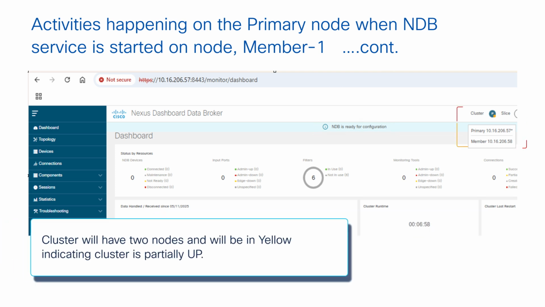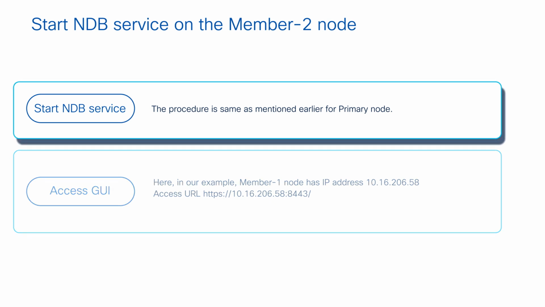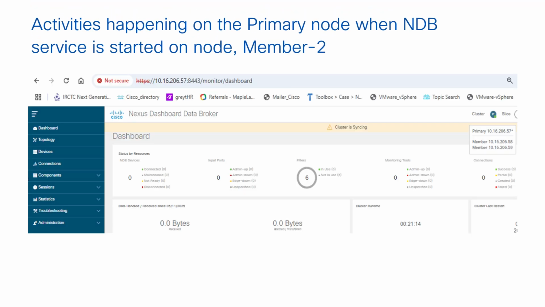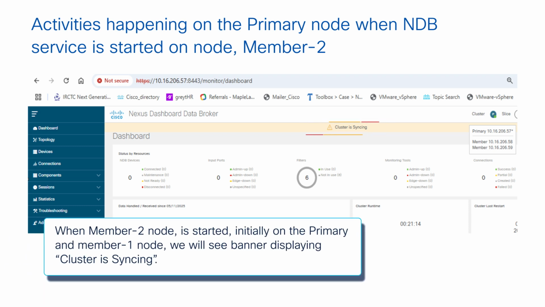Now on the primary controller, as you can see, the NDB is ready for the configurations. So now you go to member 2, which is the last Linux machine, and use the same process, the same script, to start the controller. Once you log in to the controller, it clearly indicates that the cluster is syncing, and on the right hand corner you can see that it's in green state and it is showing as free.